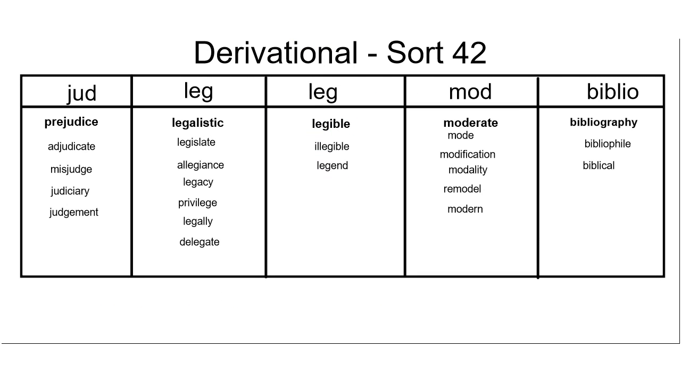How did you do? Did you notice that privilege goes in the law category for leg? That is because a privilege is something that's not given to everybody. However, it is often given to people who are obeying the law of the land. As you sort your words again this week, be sure to pay attention to the sentences that these words go in to determine the meaning of each word based on its root.